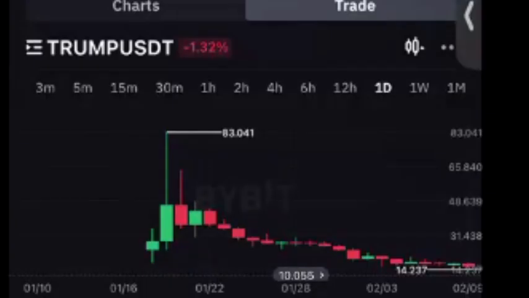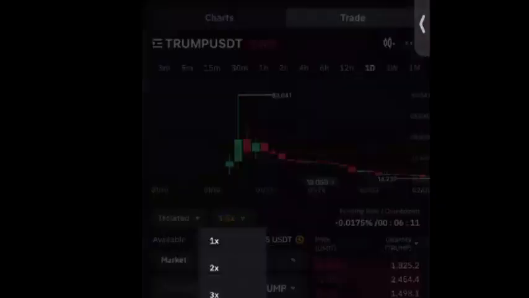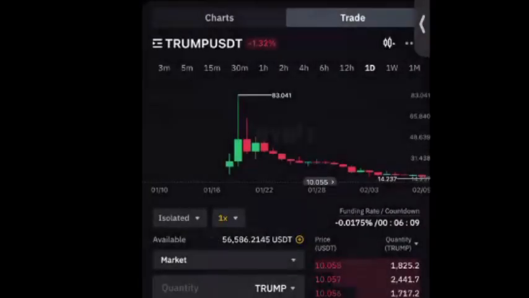What do we do? We are going to use 1x. We are going to change this leverage here, change it to 1x. Why? The coin is so volatile. If we use anything beyond 1.2x, the likelihood of liquidation is so real. So to manage our risks, we are going to use 1x.